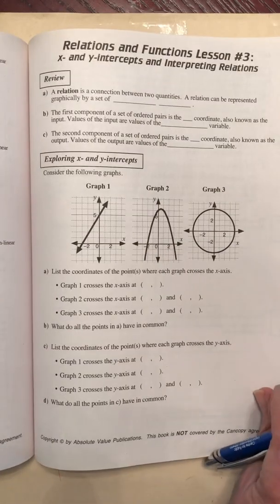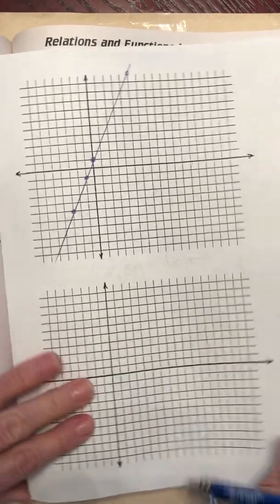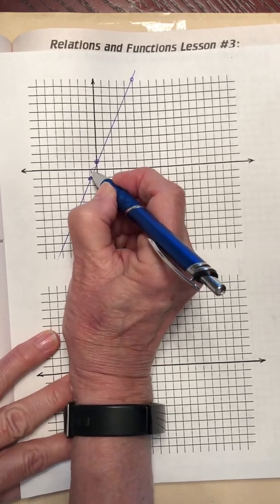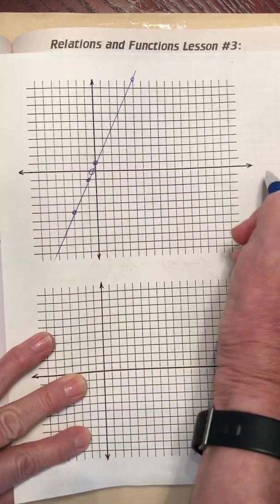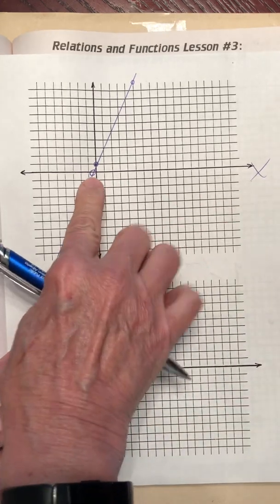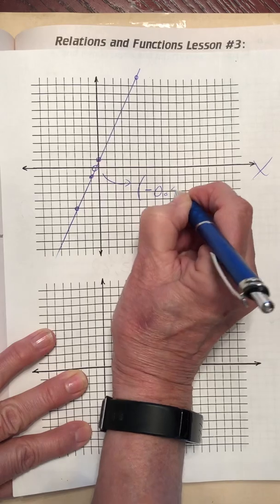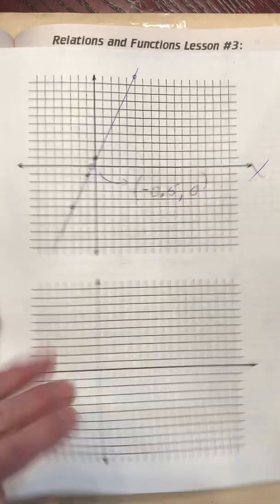And x and y intercepts, to intercept is to cross. So an x-intercept would be where my graph crosses the x-axis. So that kind of looks like a funny value right here, but where my graph is crossing the x-axis, that point is called the x-intercept. So it probably would be like negative 0.50. That's about that value there.